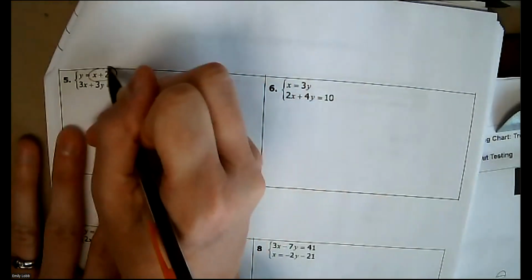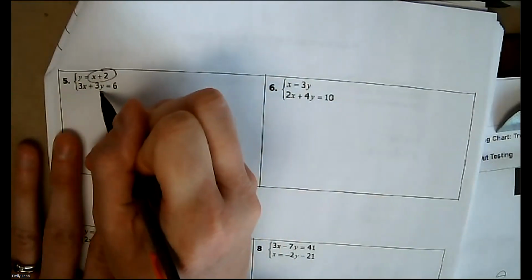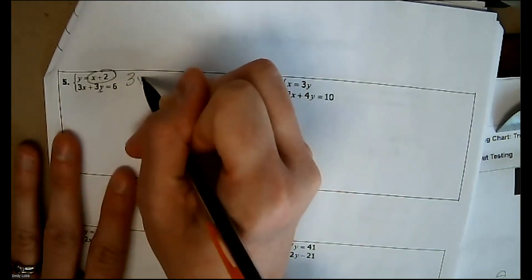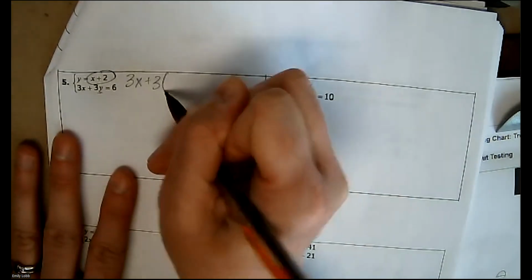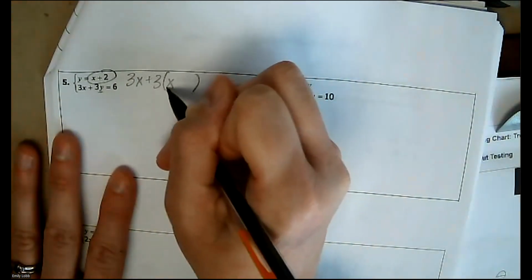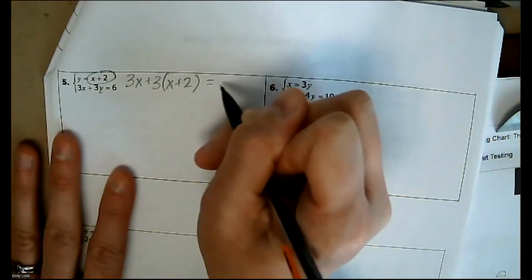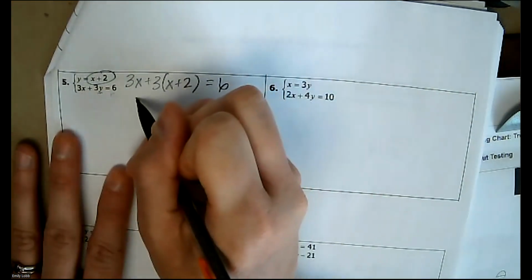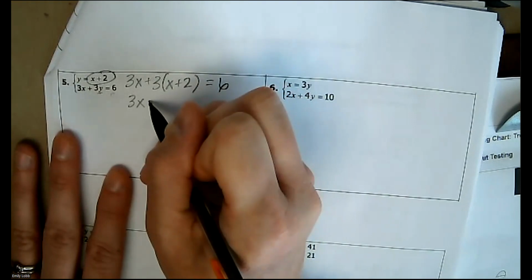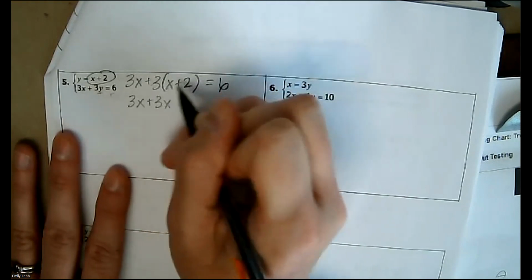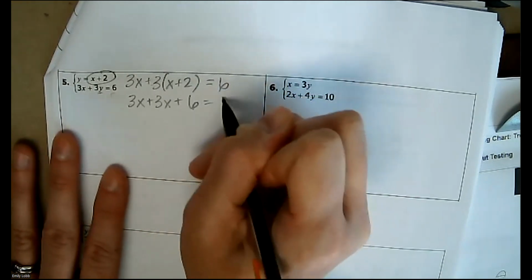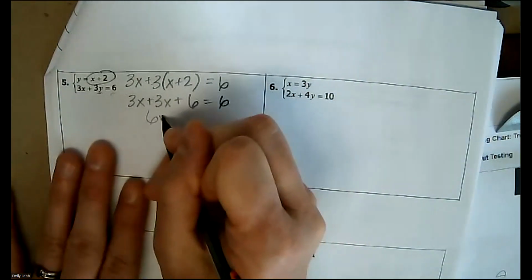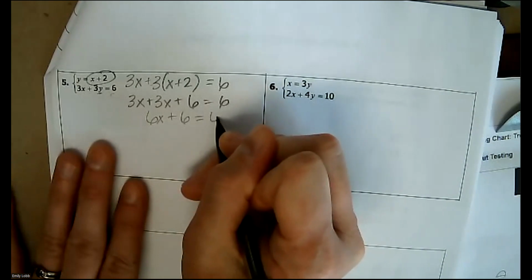So again, this is y equals. So I'm putting this in for y here. So 3x plus 3, open my parentheses. This is where my x plus 2 is going. And that is equal to 6. I'm distributing 3 times x, 3 times 2. Guess what happens? We have 6x plus 6 is equal to 6.